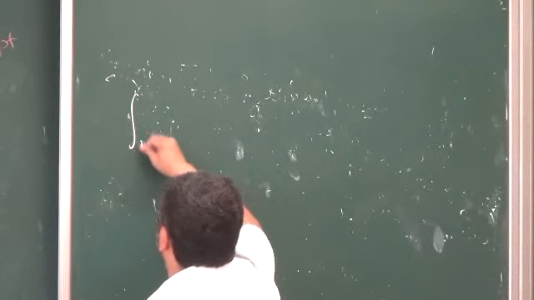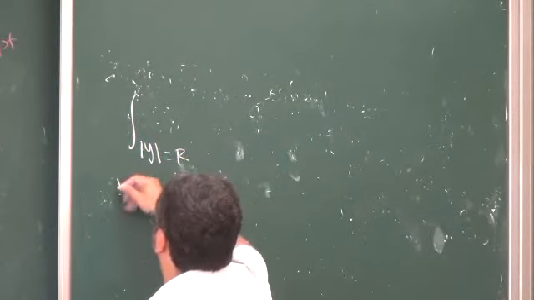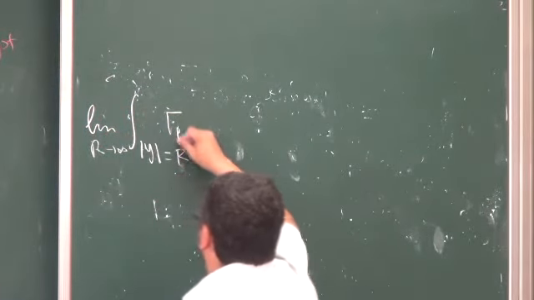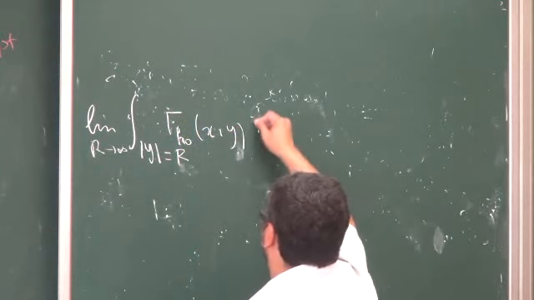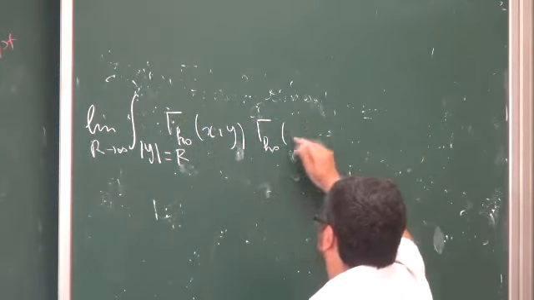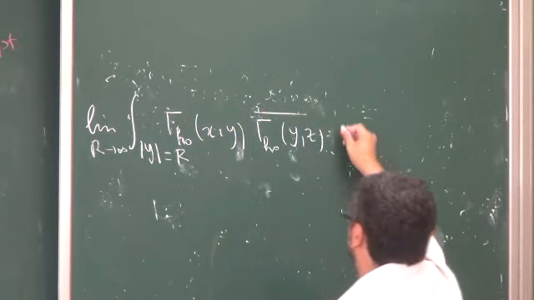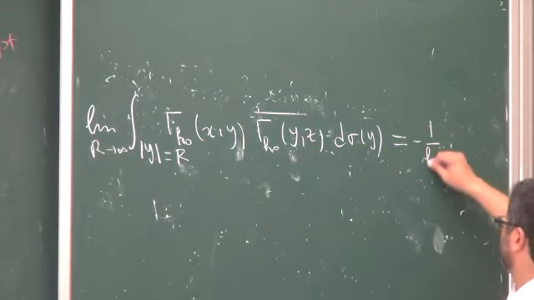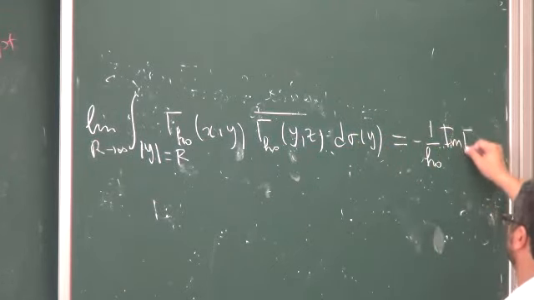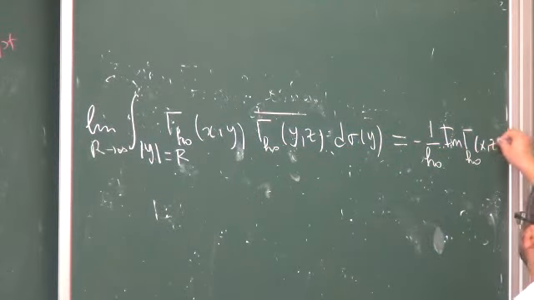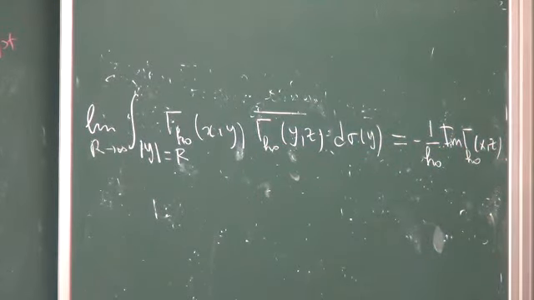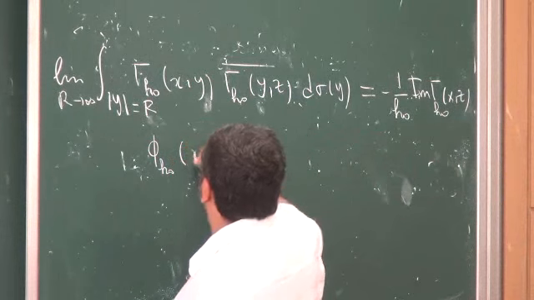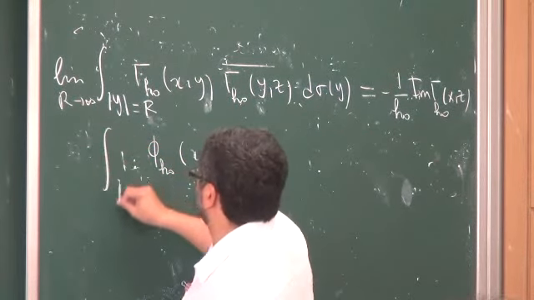When you integrate on y equal r, and r is large enough, gamma k0 of x and y, gamma k0 of x, y and z, complex conjugated, you integrate over dy. This is minus 1 over k0 imaginary part of the Green function at x and z, when x and z are fixed and r is going to infinity. And this holds for the fundamental solution of the inhomogeneous medium.